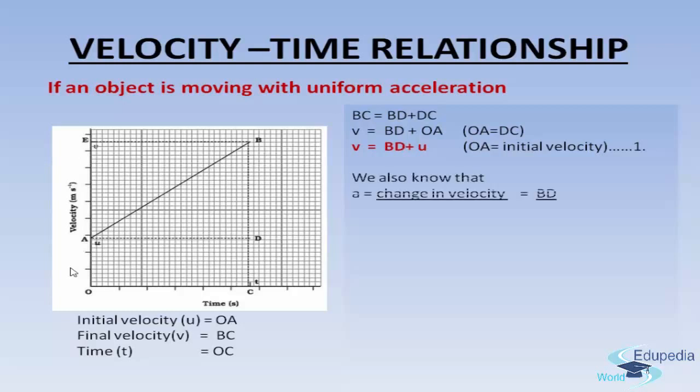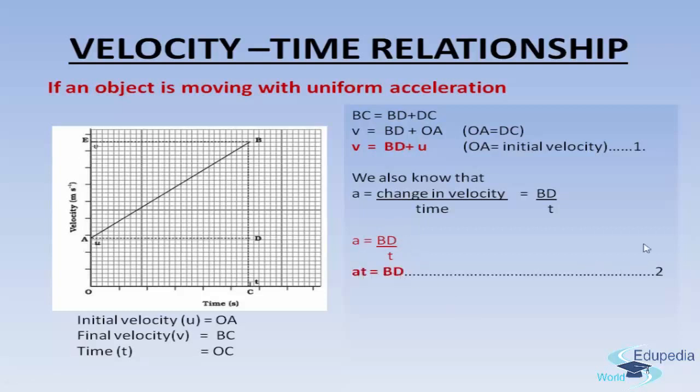We also know that acceleration, as we studied, is change in the velocity divided by time, right? So what is the change in velocity here? Change in velocity will be the final velocity minus the initial velocity. So what is the final velocity? It is BC minus the initial velocity, which is DC, right? So a is equal to BD by T. So that's why I get BD is equal to aT.